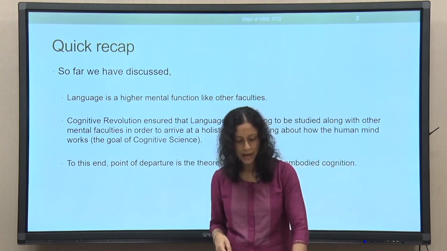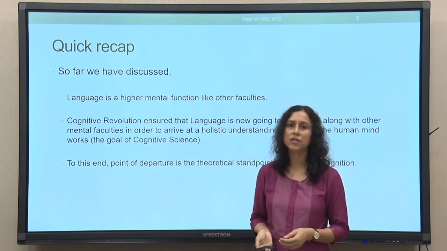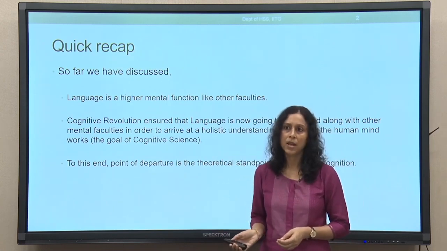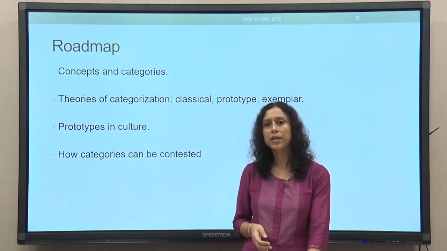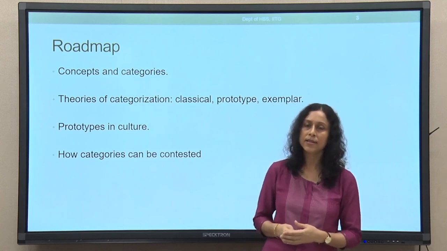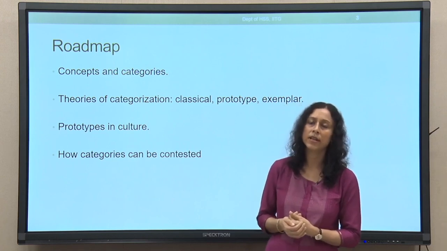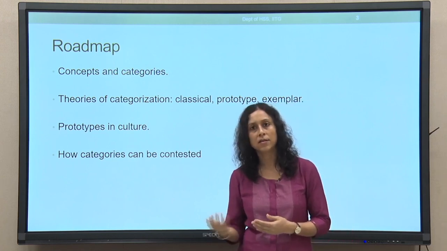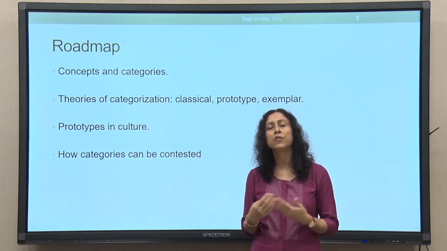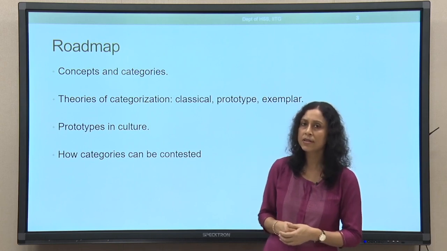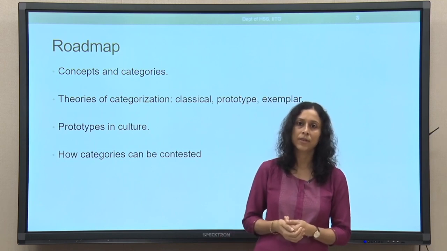To this end, our point of departure, as we have already seen, will be the theoretical position of embodied cognition. What was embodied cognition? A quick recap again. Embodied cognition looks at mental processes as a result of constant interaction of the physical body, the human mind and the external world and so on. So, language processing is not just a symbol manipulation system, but also a matter of interaction at various levels of the human agent.